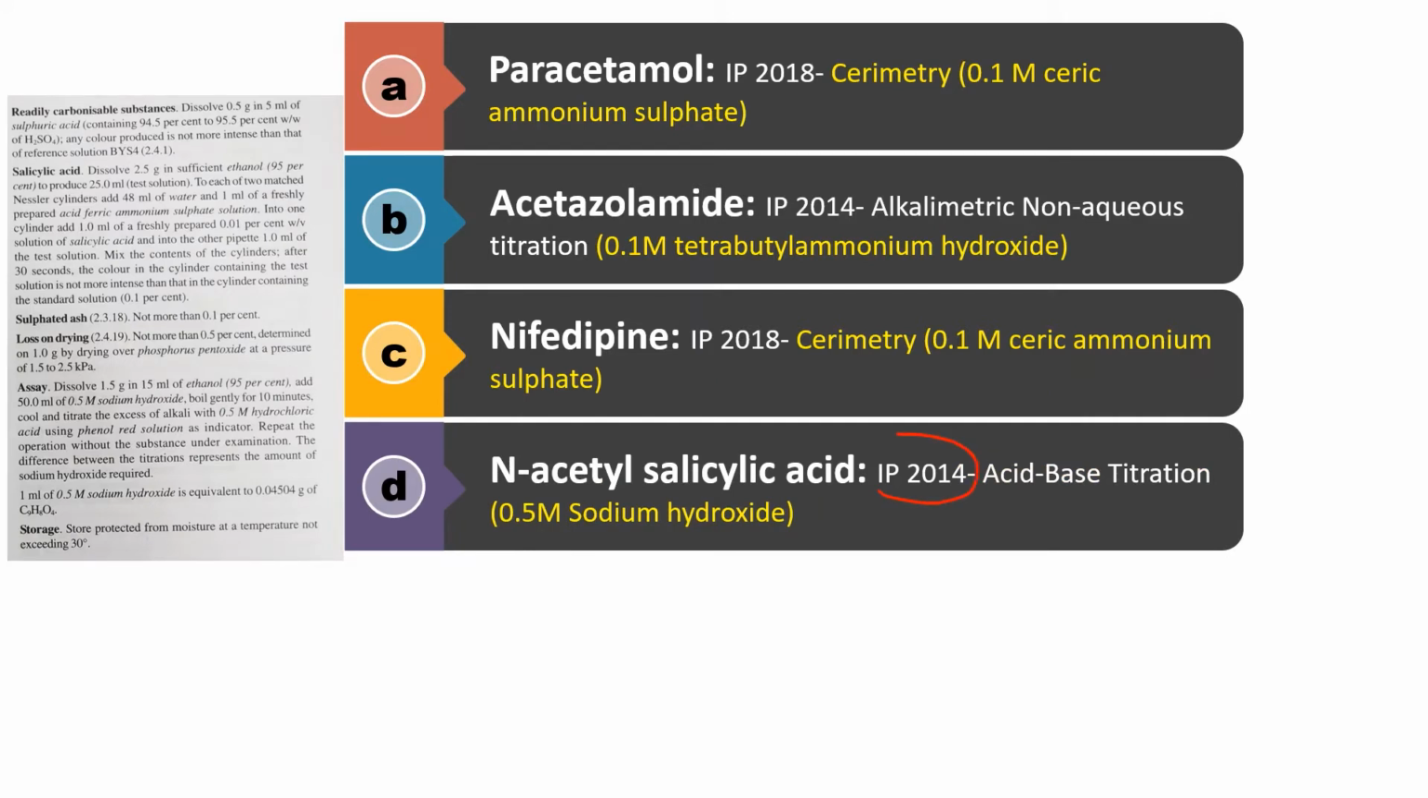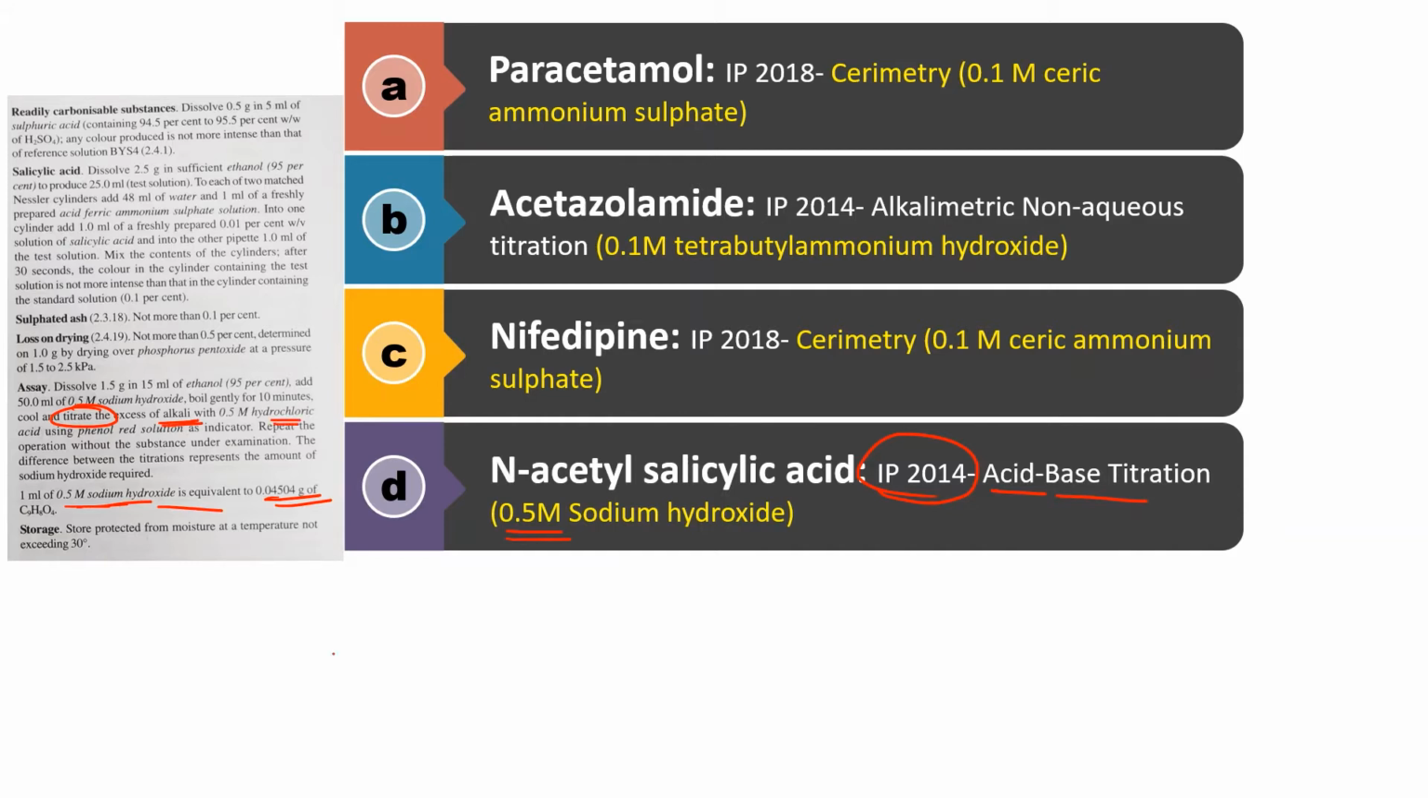So as per IP 2014, it is the example of acid-base titration where the drug is treated with 0.5 molar sodium hydroxide. The factor, if you see here, is given as 1 ml of 0.5 molar sodium hydroxide is equivalent to this much amount of drug. But see, the sodium hydroxide is not there in the burette. In the burette, we are titrating the excess alkali. So excess sodium hydroxide we are titrating with HCl.